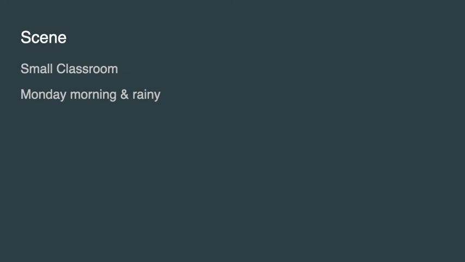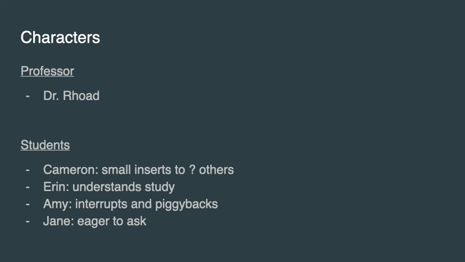So the scene takes place in a small classroom, about 15-20 students in an early class on a rainy Monday morning, and it's a conversation between four students and the professor. The professor is named Dr. Rode, and the students are Cameron, who inserts questions every now and then to ask others. Aaron understands the study, so he's there to give explanations, as well as Amy, who gives explanations, piggybacking off of people. She interrupts sometimes. And Jane is really eager to ask questions. She's really eager to learn and give examples.